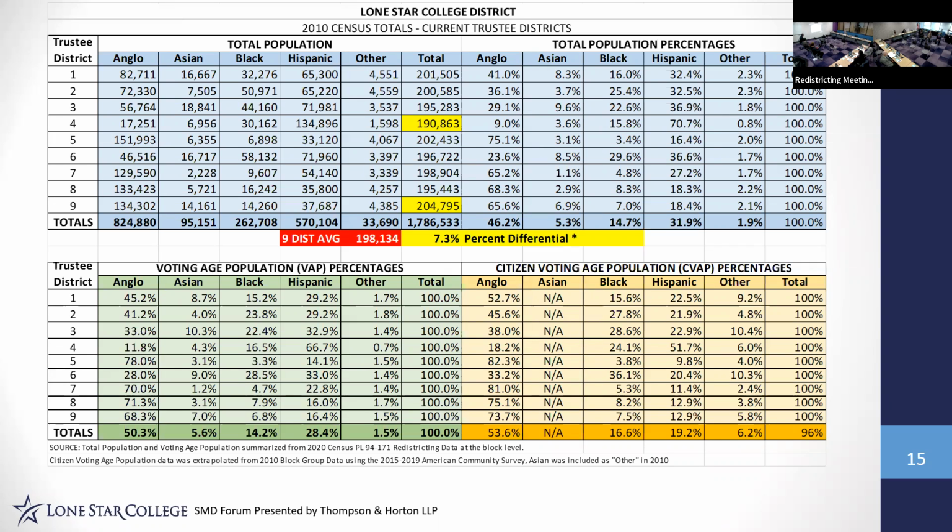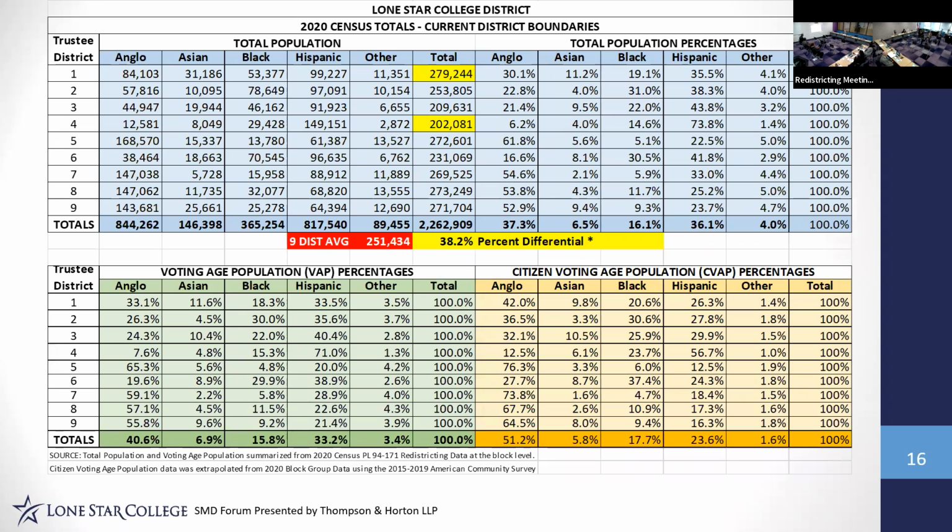So we fast forward 10 years, and you can see the growth in the district. The Lone Star College District is now almost 2,263,000. Your average has gone from 200,000 to over 250,000 per district. And you can see that now our percent differential has shifted dramatically. District 4 is still your smallest district at 202,000. You can see now District 1 is 279,000. And even if you look at Districts 5 and 9, they're well over 270,000. So we do have some imbalance there that we need to correct.